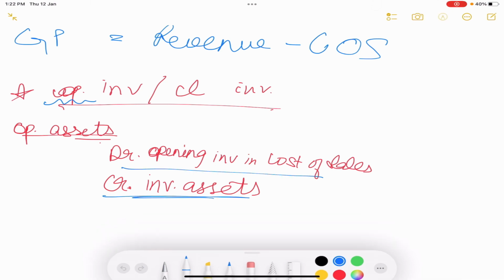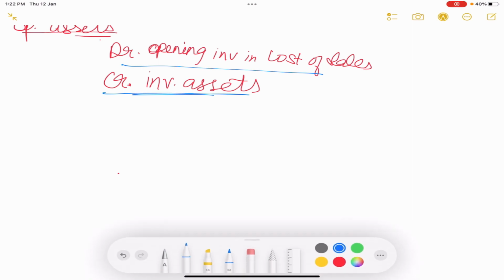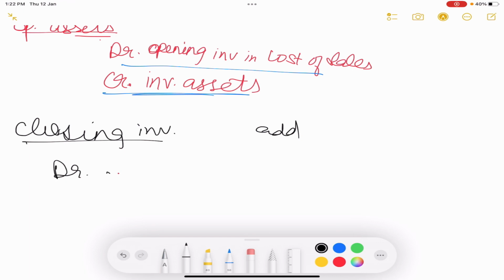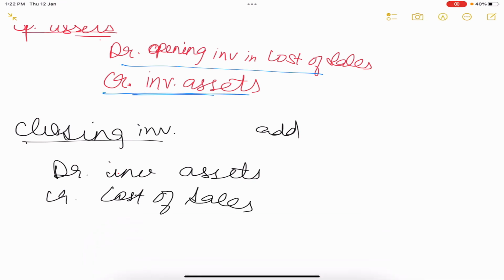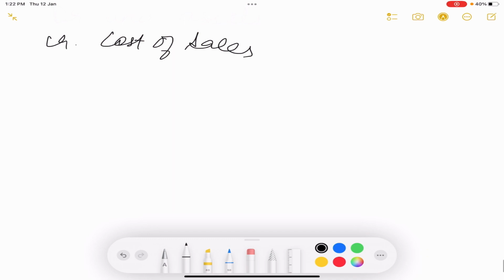I will debit the cost of sales. And if I'm talking about closing inventory, the opposite. Closing inventory assets, the closing inventory will always add to my assets. So I'm going to debit inventory assets, credit cost of sales. Okay, these are the journal entries to keep in mind.